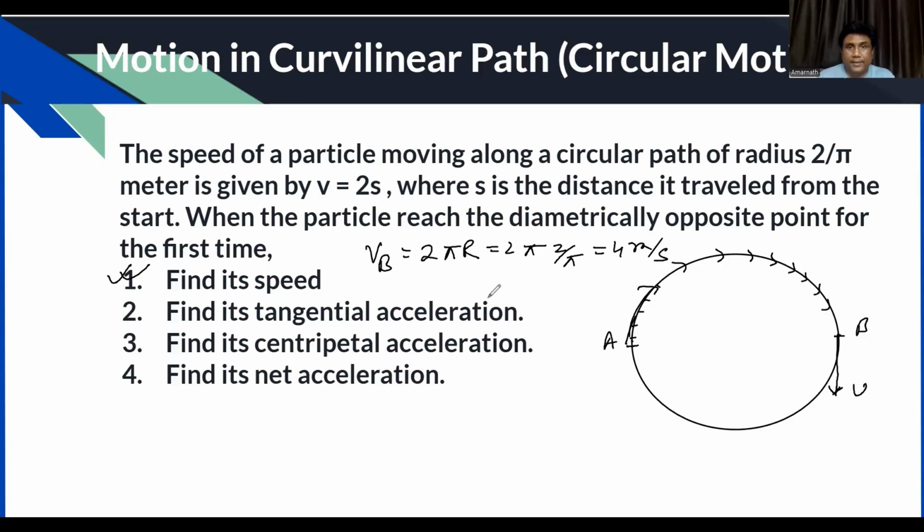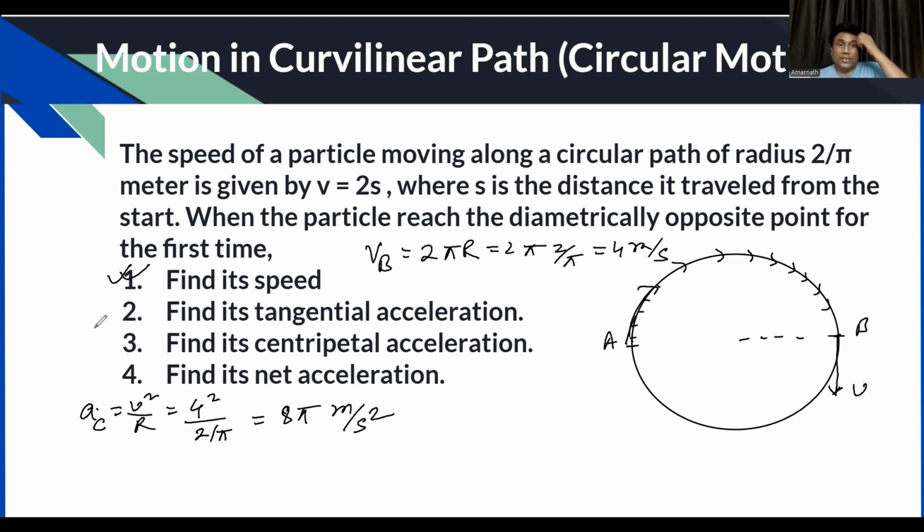Then second, find its centripetal acceleration, which will be calculated easily. You see how? Because I got the speed. So centripetal acceleration is what? Centripetal acceleration is speed squared by r. But the speed is 4, so it means 4 squared by r. R is 2 by pi. So it means 8 into pi meter per second square. So centripetal acceleration is also calculated. Okay.